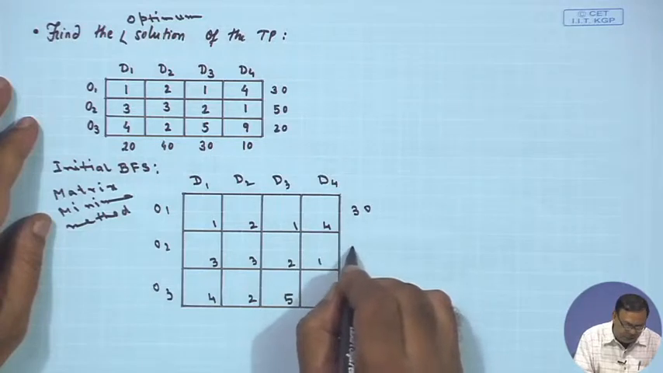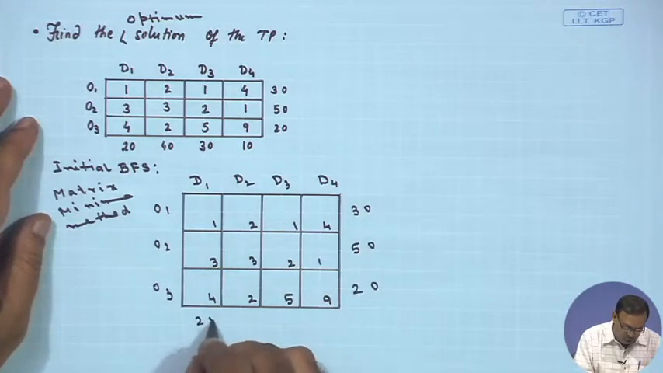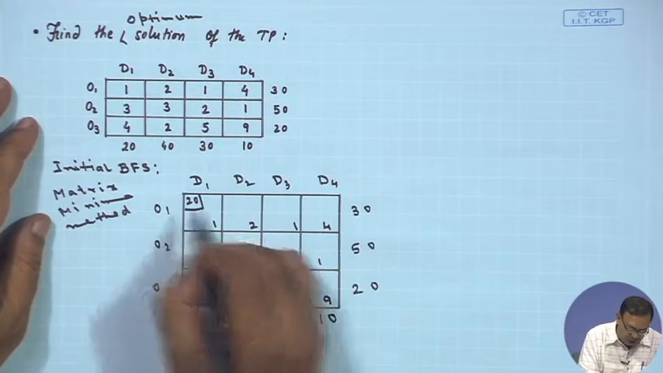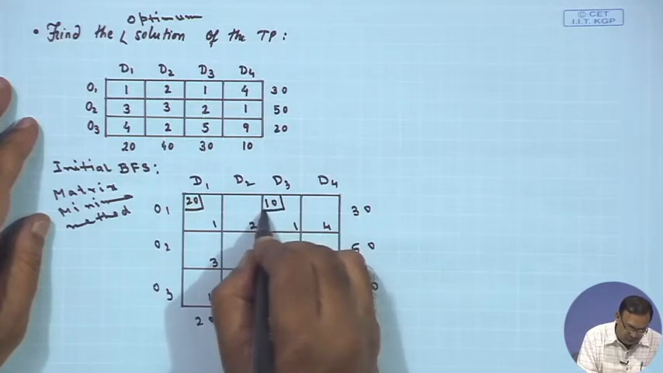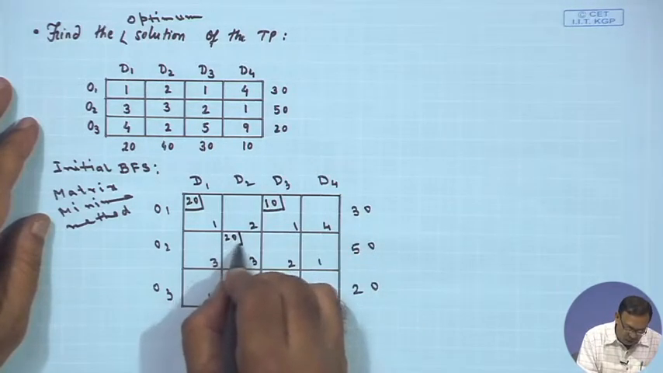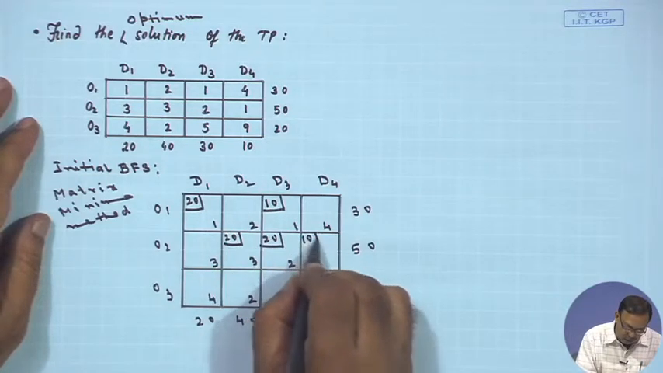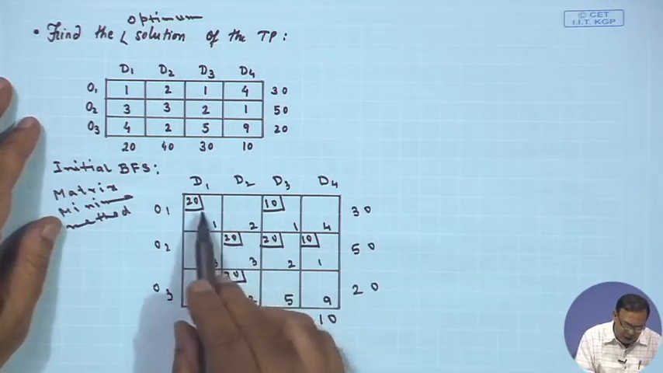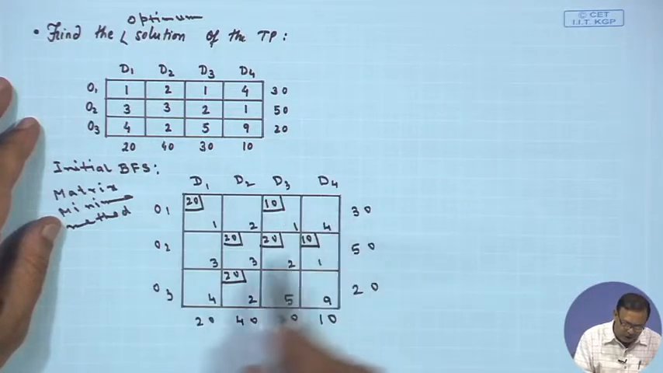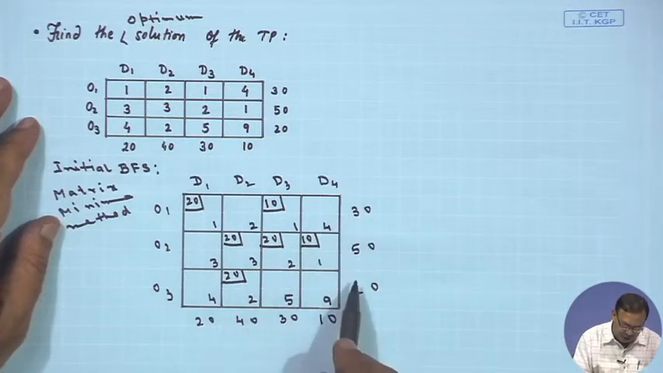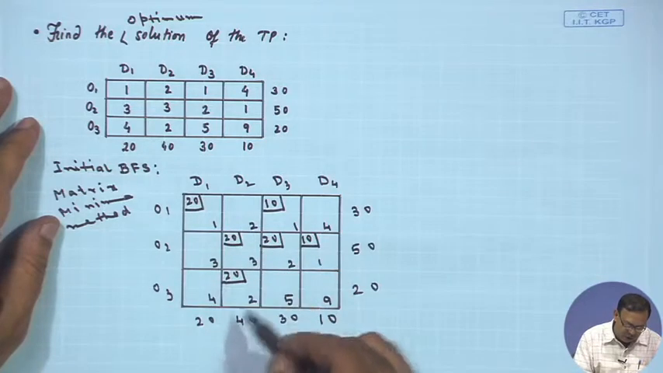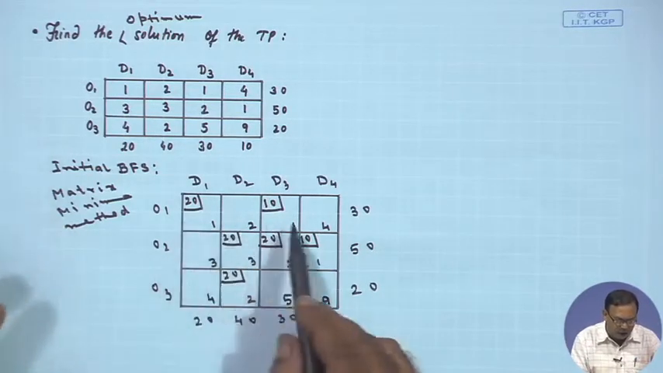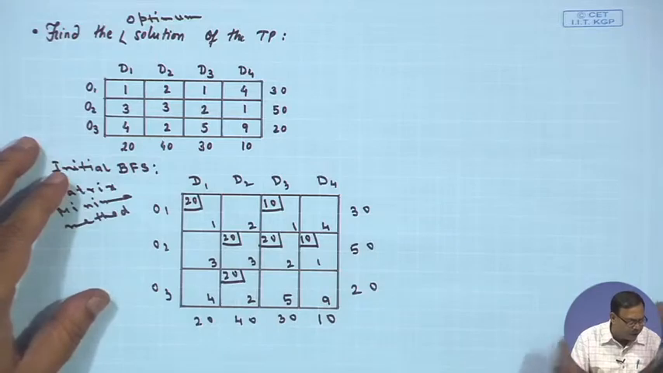Here it is 30, 50, 20, 20, 40, 30 and 10. Your initial basic feasible solution will become this one. This is 20, this is 10, then 20, 20 and 10, and here it is 20. You can check here the allocation is fine: 20 plus 10 is 30, here 20 plus 20 plus 10 is 50, here 20. Column wise it is 20, 20 plus 20, so 20 plus 10 is 30 and 10. So, allocation is fine. So, x12 is 20, x13 is 10, like this way you can write down.